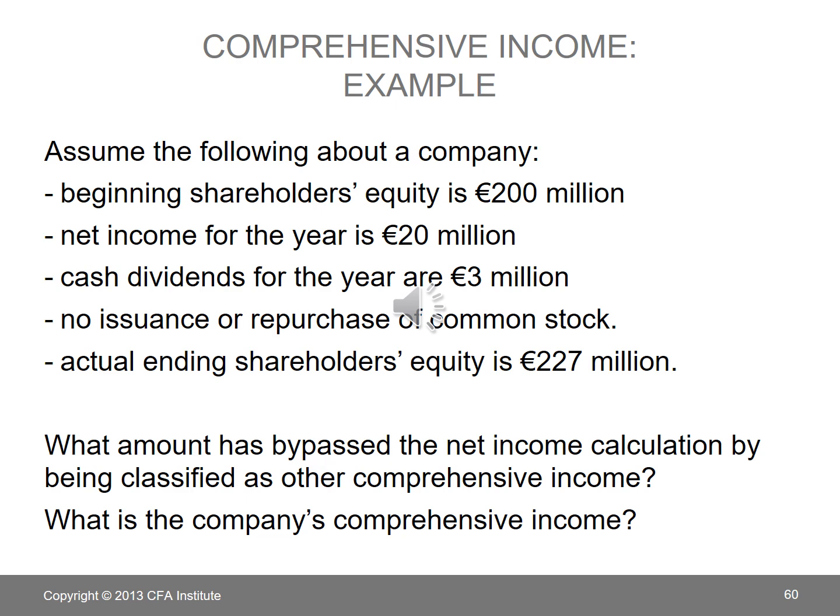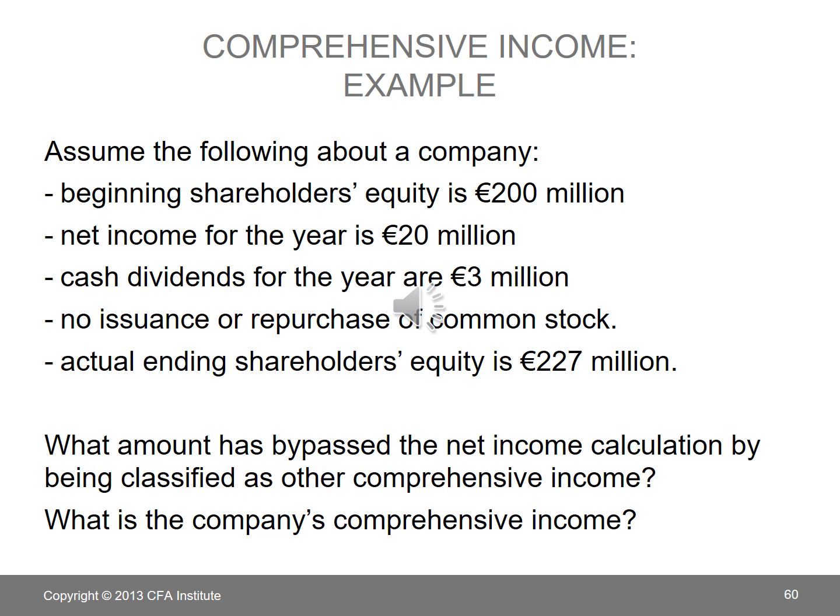To understand this a little bit more, we look at an example of comprehensive income here. This example illustrates the relationship between the change in total equity and comprehensive income, and also the relationship between net income, other comprehensive income, and comprehensive income.